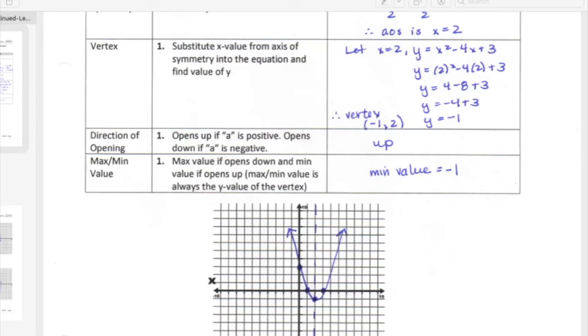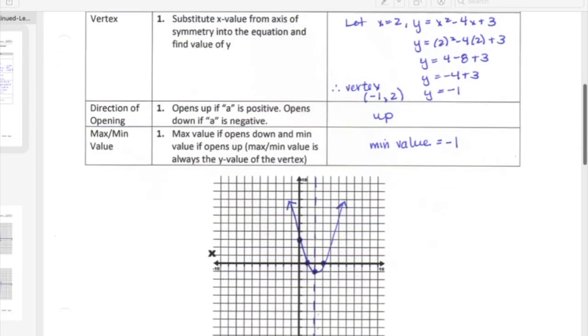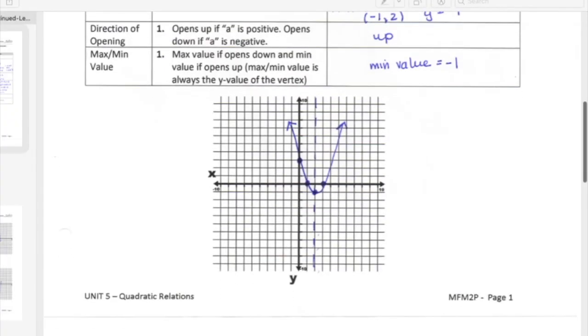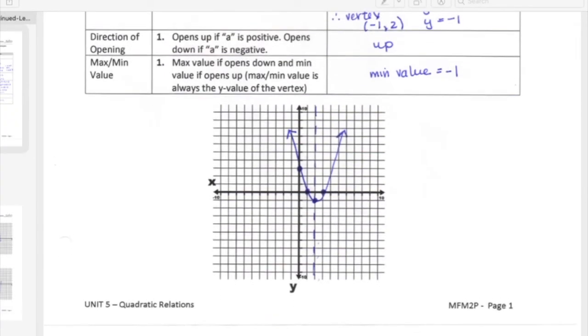My x-coordinate is 2. Now remember, the next thing here is to look at the direction of the opening. So if it opens looking upward, that means my a is going to be positive. If it opens downward, it's a negative. So in this example, we know that from our equation we had x squared. It was a positive. That means it opens upward.